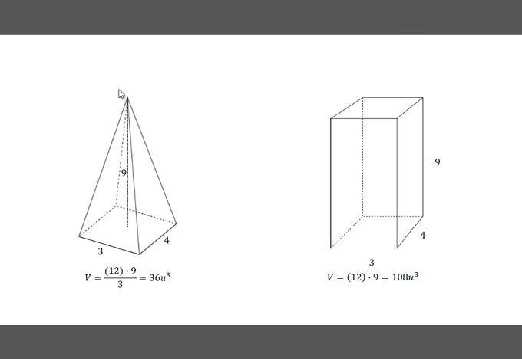I could similarly find the volume of this pyramid by doing the area of the base, 3 times 4, times the height, 9. But taking it one step further, dividing it by 3, I could then find out the volume of this pyramid. So 36 units cubed would be the volume of that.